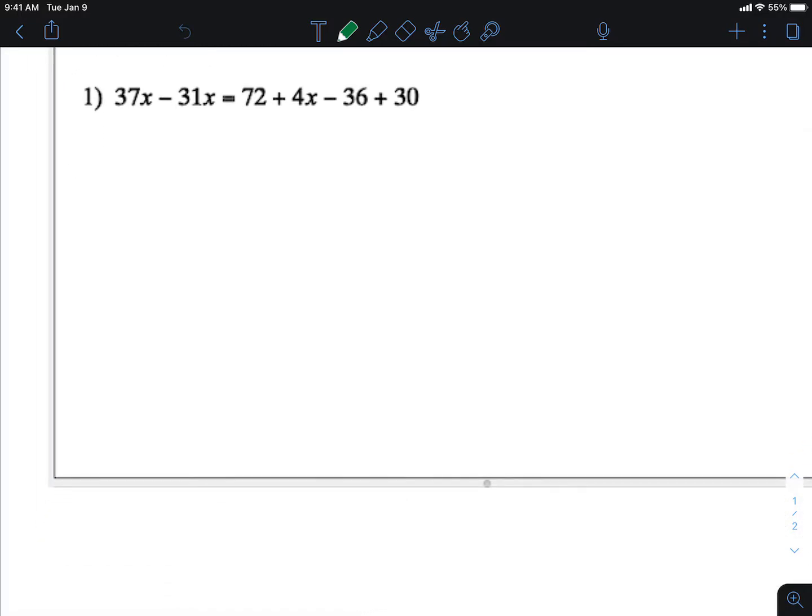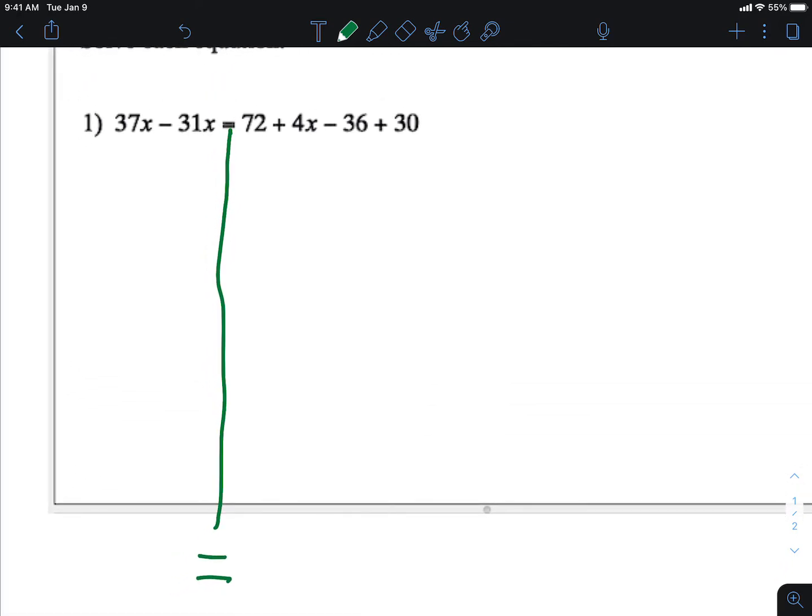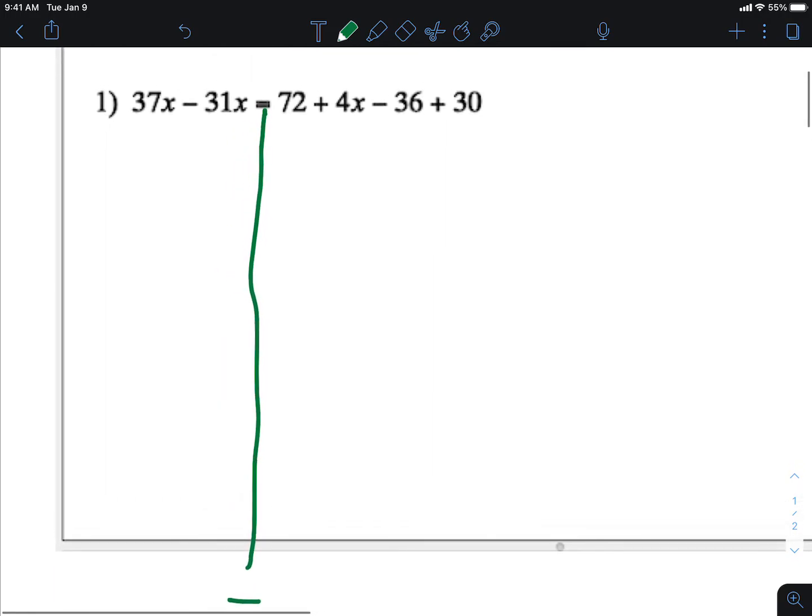Always first step, always first step is draw our line of separation. And of course, everybody has their notebook, paper, pencil out, ready to go. Okay. So first thing we notice is x is our variable, right? X is our variable.